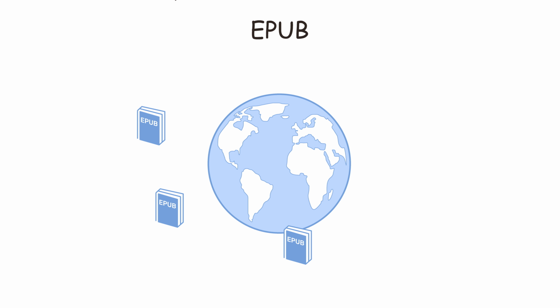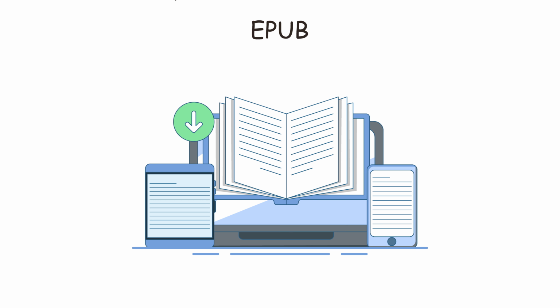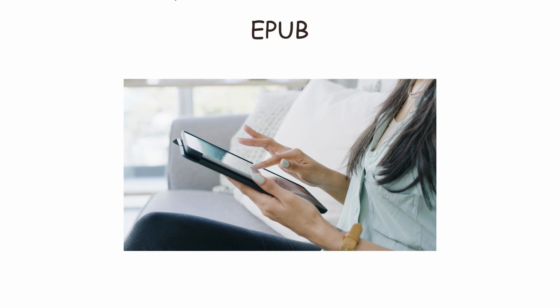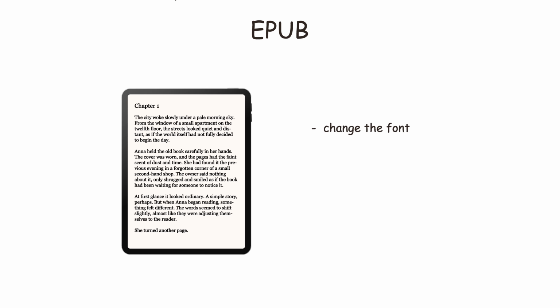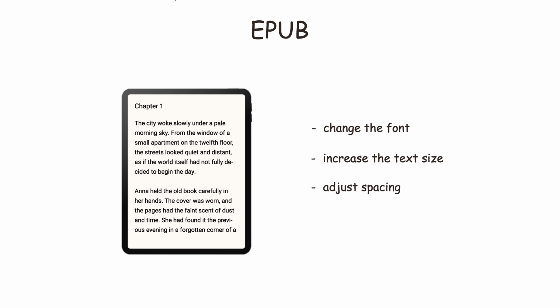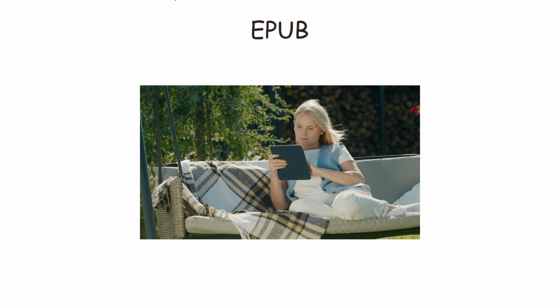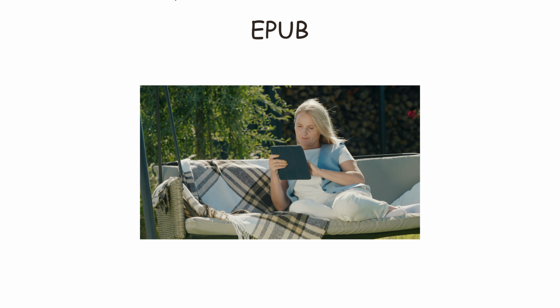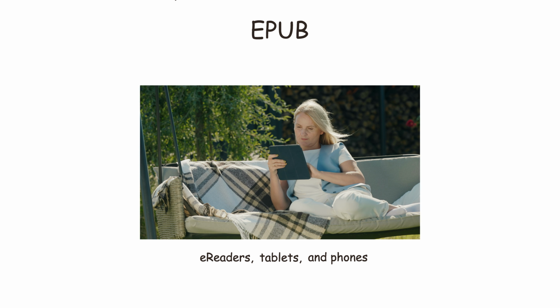EPUB. EPUB stands for Electronic Publication Format. It is one of the most common ebook formats in the world. Unlike PDF, EPUB uses a flexible layout. The text automatically adjusts to your screen size. You can change the font, increase the text size, adjust spacing, and the book will reflow to fit your device. That is why EPUB works so well on e-readers, tablets, and phones.